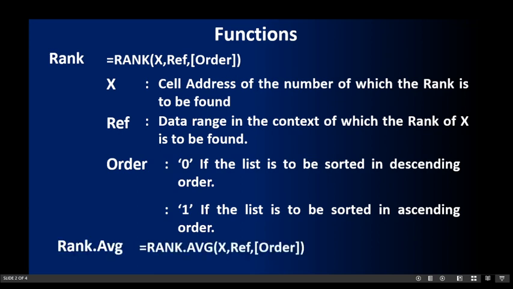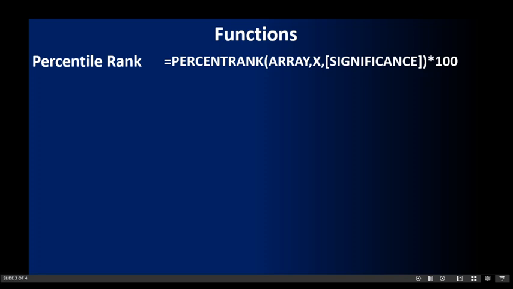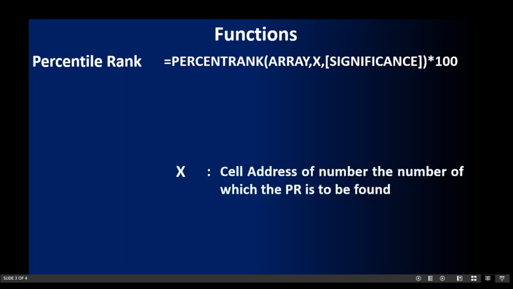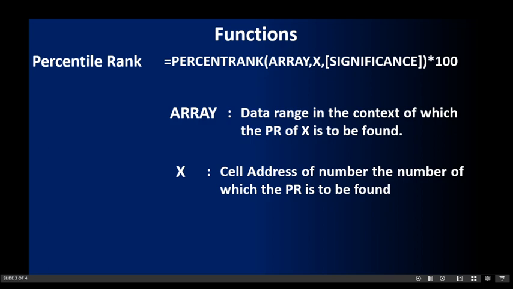And then we have used here RANK.AVG. This is used to give the average ranks to the numbers which are repeating in the data. Then we have used the percentile rank function, that is equal PERCENTRANK. Then array means the data range in the context of which the PR of x is to be found. Then x is the cell address of the number of which the PR is to be found, and the significance we write here 3 because we need 3 digits.